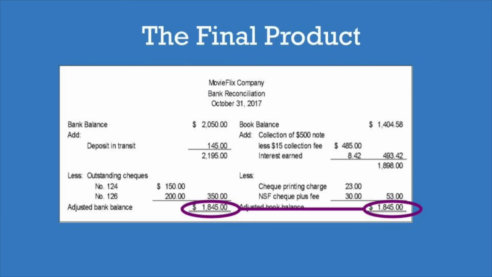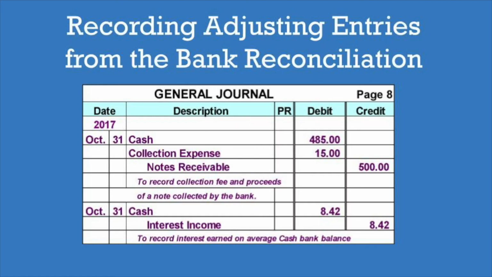So the final product is that we've made the additions to the bank and subtractions from the bank, and we've made the additions to the book and the subtractions from the book. Once we've done that, the adjusted bank balance should be in balance, as indicated right here. Once we make those changes, we just record the fact that these things have occurred that would not have shown up in our journal.